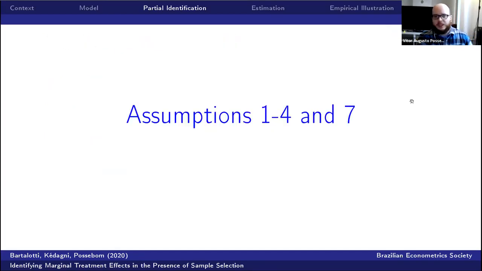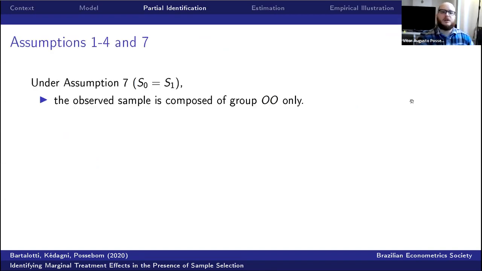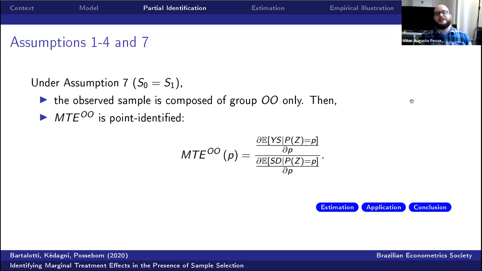Finally, if you really want to say that you point identify your effects, you can impose that S0 is equal to S1. As a consequence, the sample that you observe only contains people who are always observed. And it's very easy to point identify the MTE function in this case. And basically, you can use the classical results by Heckman and Vytlacil in order to point identify this distribution.